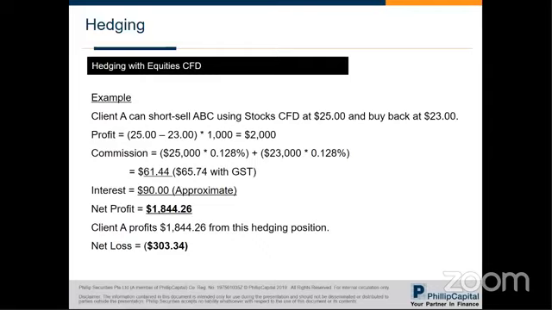So you don't need to hedge 1,000 shares directly. You can also use single equities CFD to hedge partially, such as hedging only 500 shares. It's up to you, depending on your risk appetite and how worried you are about the market condition.